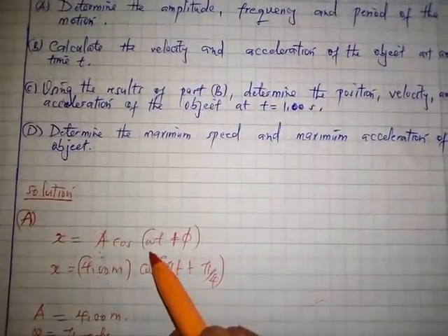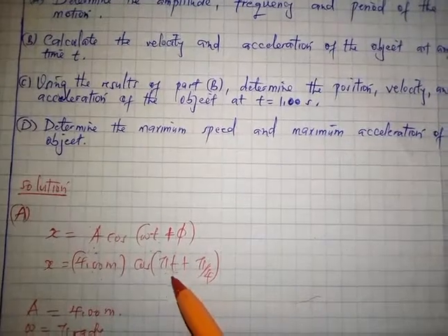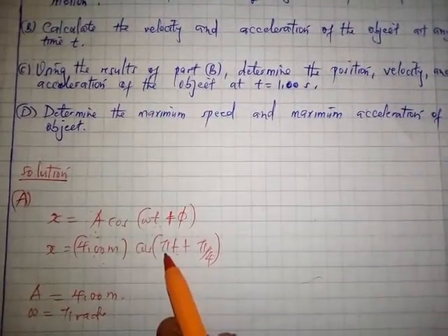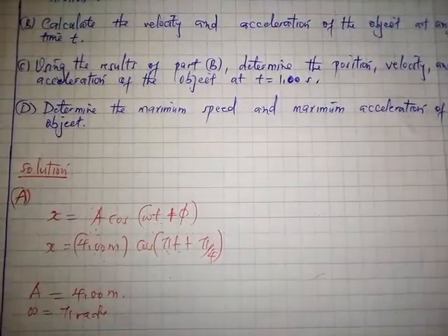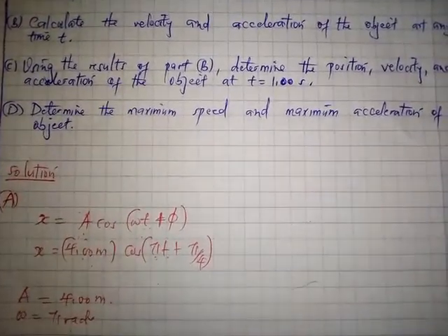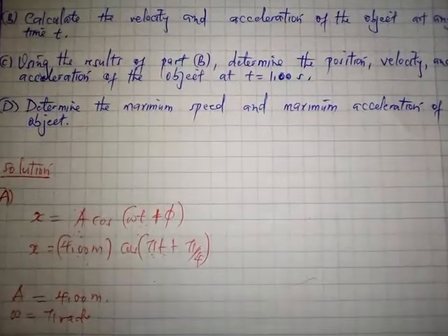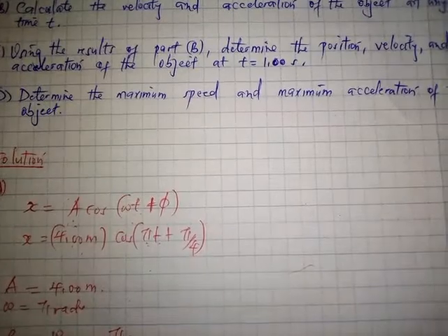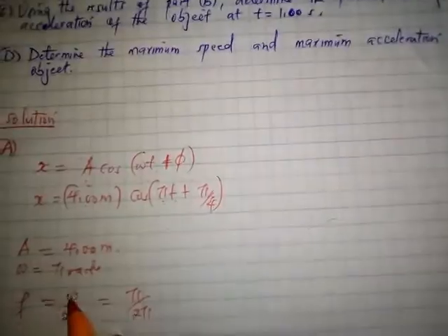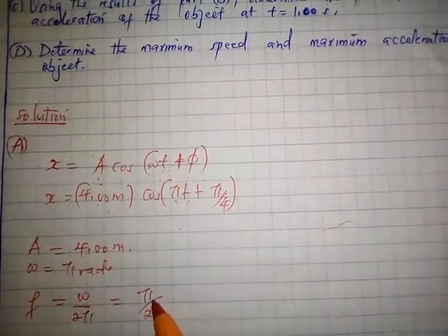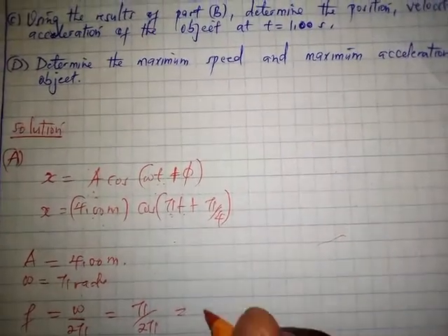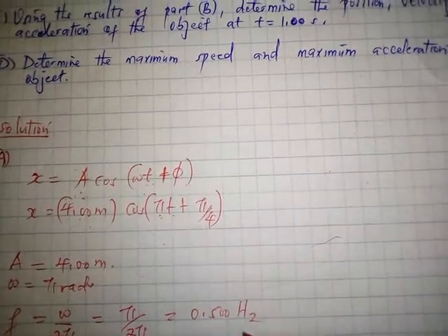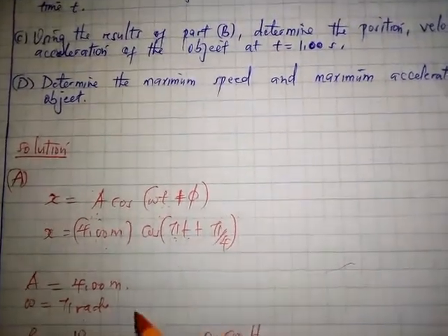As we can see, here is ωt, here is πt, so ω is equal to π rad/s. Therefore the frequency is given by ω over 2π. So the frequency will be π over 2π, where we have just substituted ω with π. So the frequency gives us 0.500 hertz.